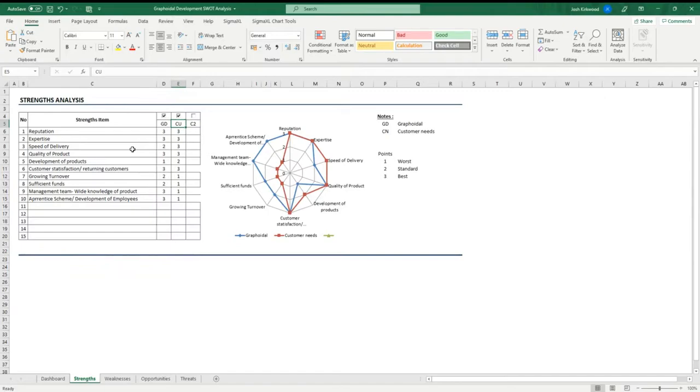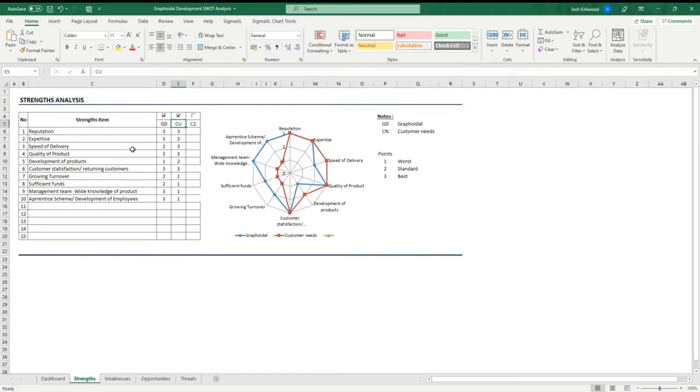Customer satisfaction, return on customers, I've put as 3. We've got a high retention of customers, and they always seem to be satisfied with our equipment. Obviously, there's always room for improvement, like every company, but the majority are happy customers. Growing turnover I put as 2. Each year we've been getting more turnover, which is a positive, but the more we can get out the door, the more turnover we get.